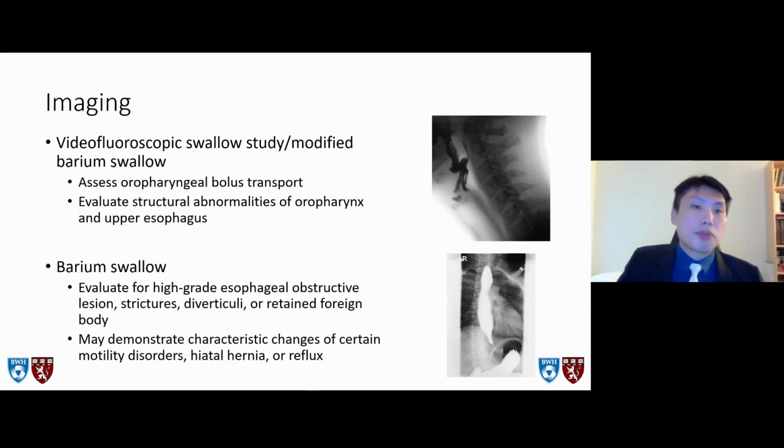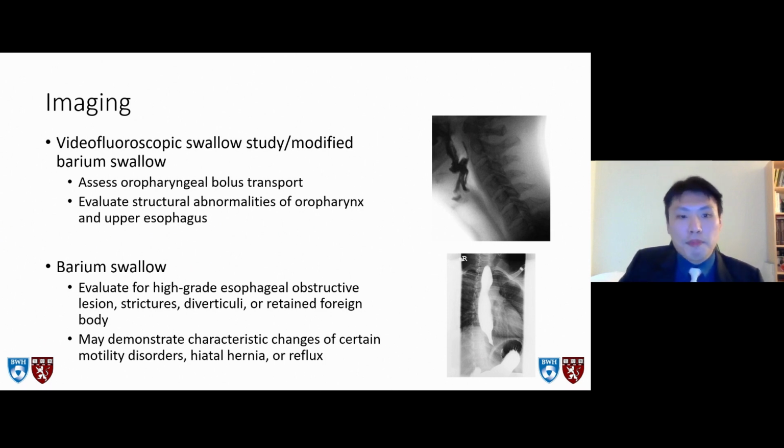Some of the diagnostic modalities we have for swallowing symptoms include imaging studies. One of the most common ones we see is a videofluoroscopic swallow study or modified barium swallow. This is often performed with the help of a speech pathologist, and is mainly used to assess oropharyngeal bolus transport. So for any oropharyngeal symptoms, oropharyngeal dysphagia, this will be the best test to use. It can also help evaluate structural abnormalities of the oropharynx or the upper esophagus. So a Zenker's diverticulum can often be seen very well with the modified barium swallow.